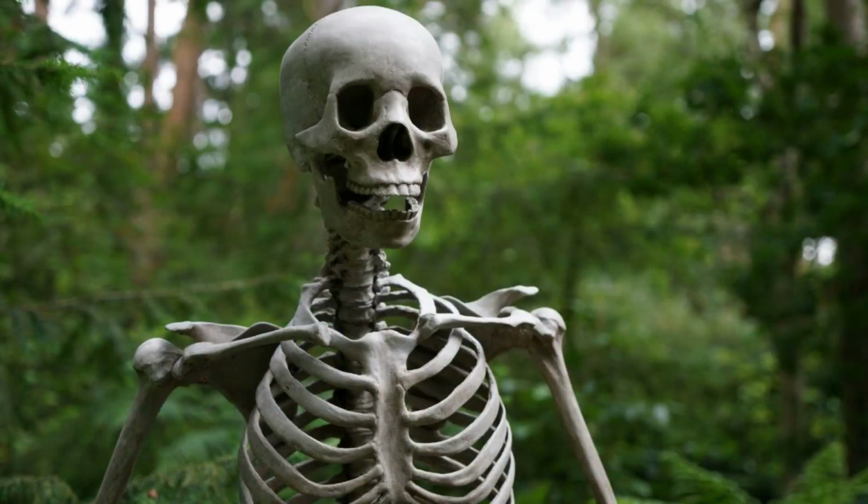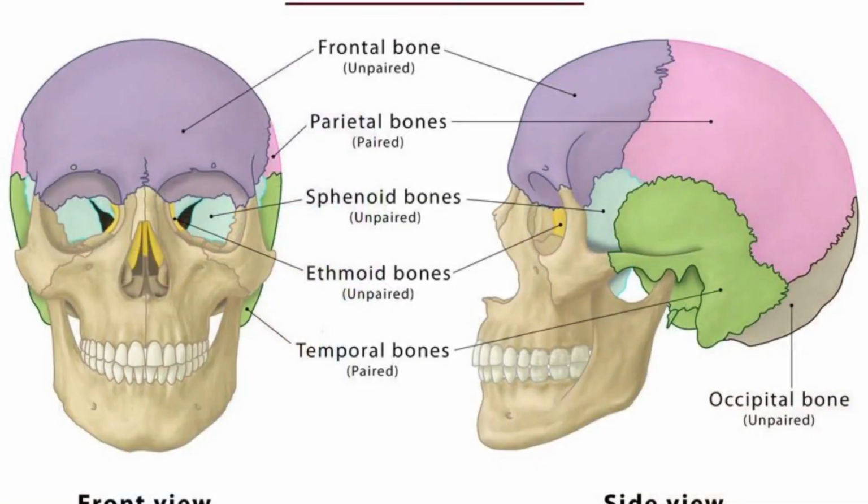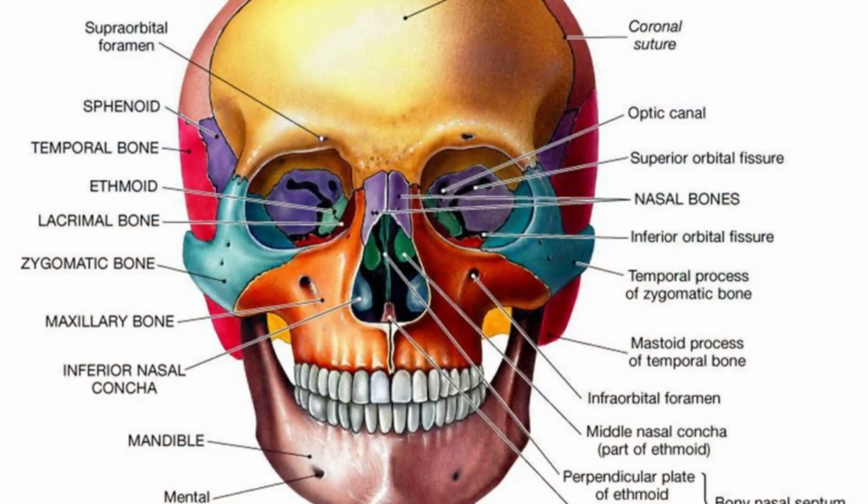The cranial bones. The adult human skull consists of 22 bones, including the cranial bones that form the cranium, the portion surrounding the brain, and the facial bones that make up the face. Now let's see what the functions of the skull are.